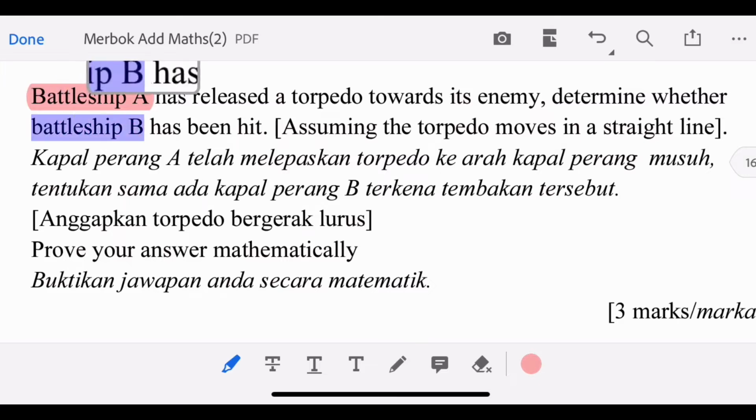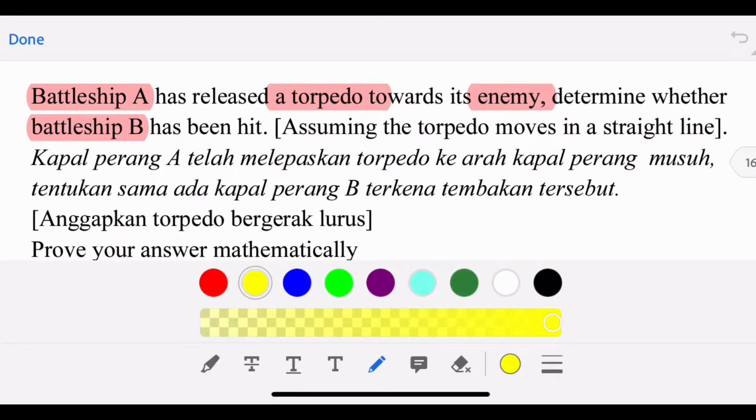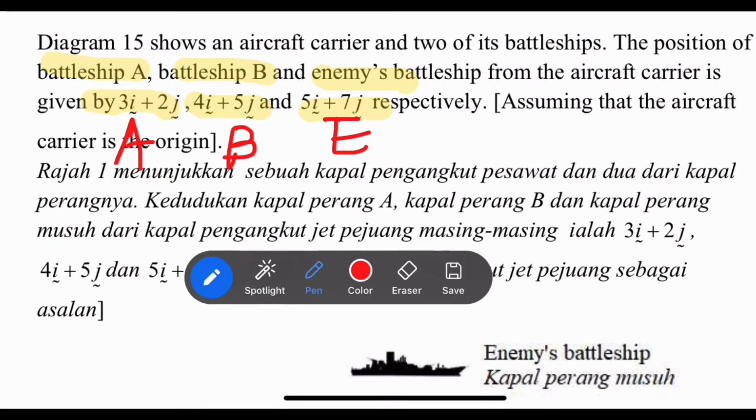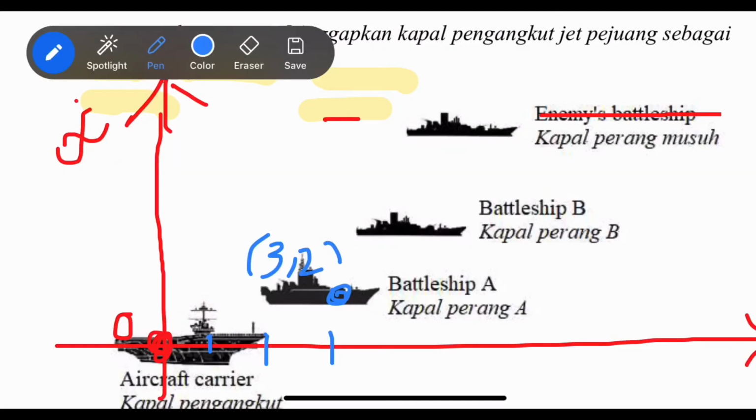Now the question again says battleship A releases a torpedo towards its enemy. Determine whether battleship B has been hit. So we'll use the collinear concept and prove it mathematically. Let's say we use a point to represent the vector. A is battleship A, 3i plus 2j, and B is 4i plus 5j, and E is the enemy, 5i plus 7j.